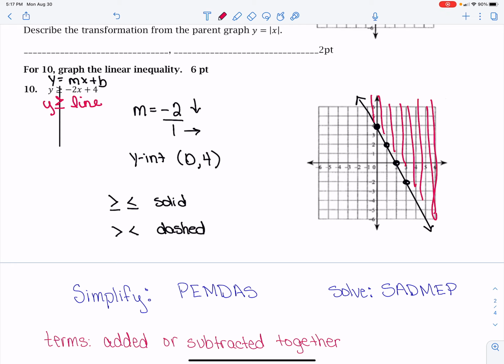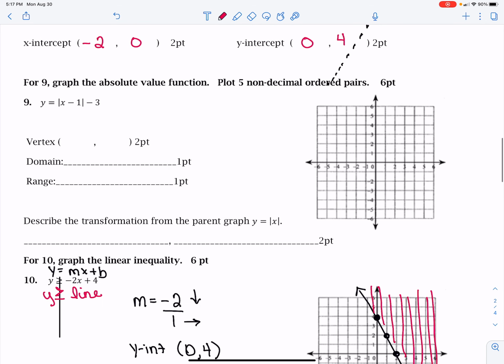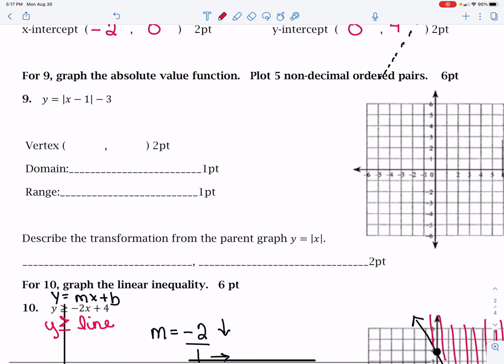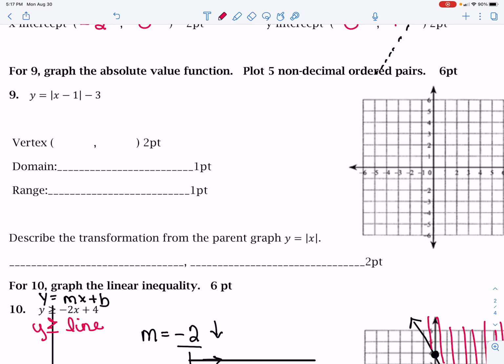All right, last problem that I said we were going to talk about is problem number 9. I have given you guys a table, but if you're at home, you won't have this table. So what I want to do is draw an x and y table right down here. X value and y value.